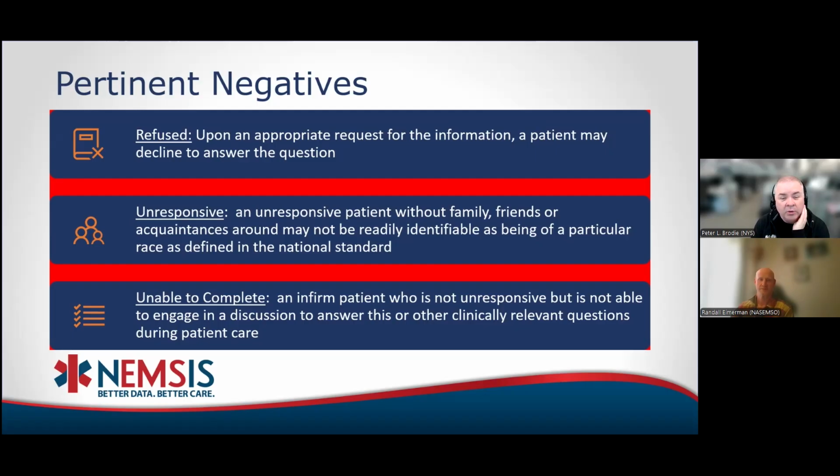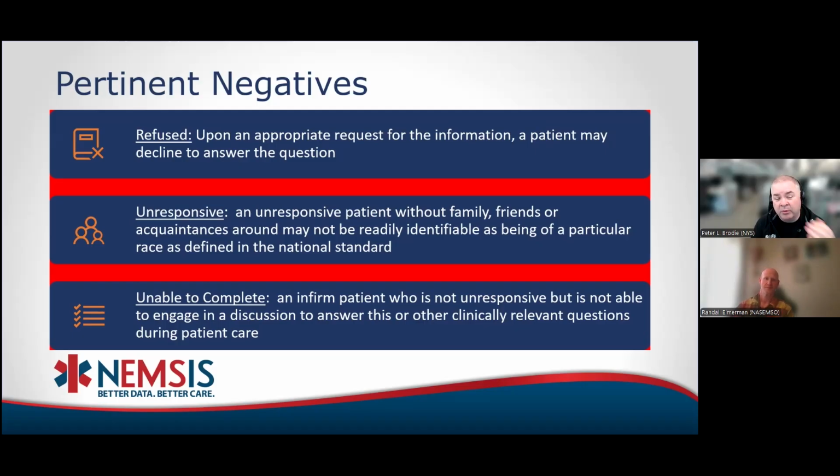Unresponsive, we worked on a definition for that says an unresponsive patient without family, friends, or acquaintances around may not be readily identifiable as being of a particular race as defined in the national standard. You may run into a patient in public settings, public environments, a new person who lives in a new home. You may find them in an environment where they don't know, but your patient is unresponsive. The information is not obtainable that way.